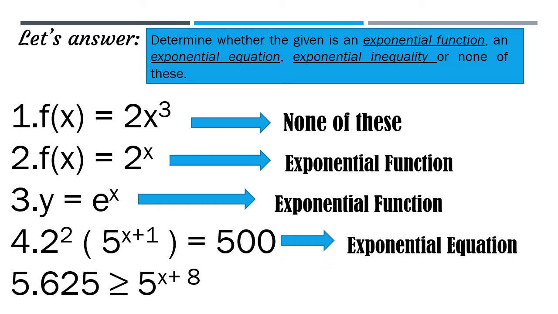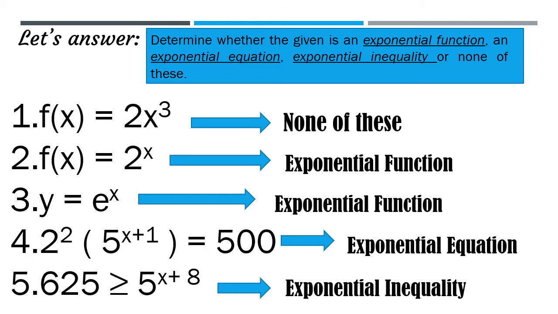Okay, so ang ating number 4 is exponential equation. Equation, of course, kasi merong equal. And at the same time, exponential siya kasi ang kanyang variable ay makikita natin sa exponent. Punta tayo sa last number. So this is an exponential inequality. As you can see, meron tayong inequality symbol which is greater than or equal to. And exponential siya dahil ang variables ay makikita natin sa exponent. So this is exponential inequality.